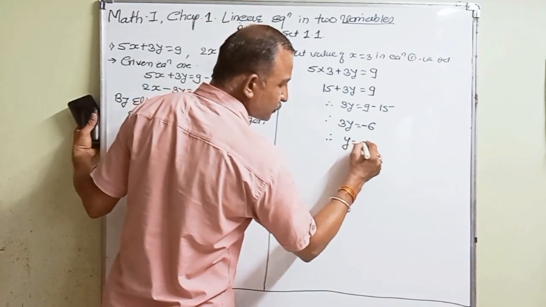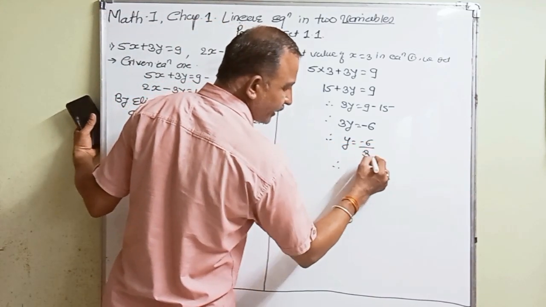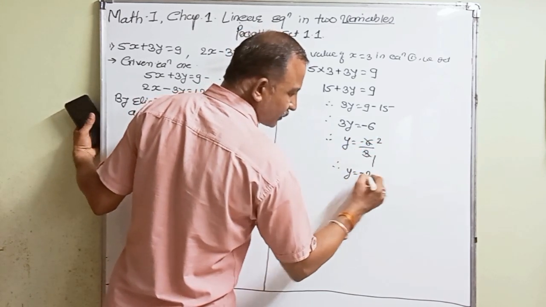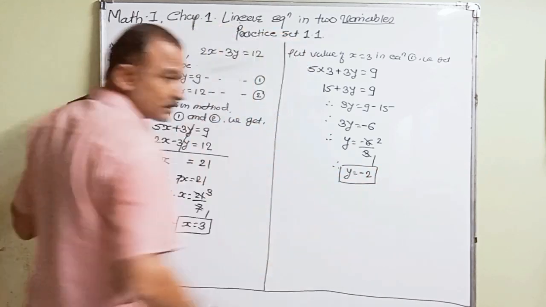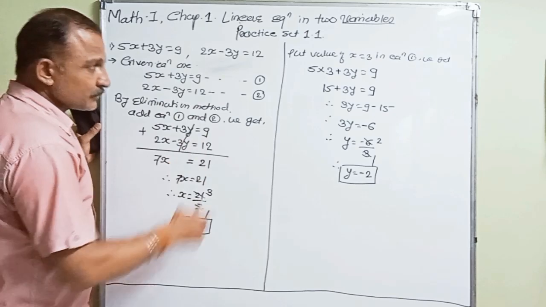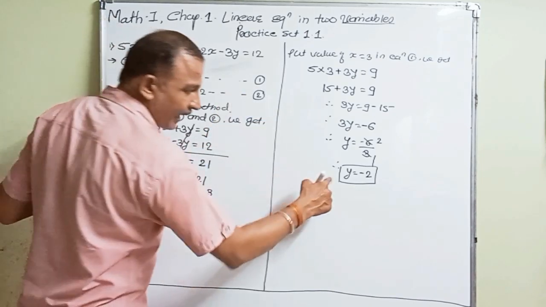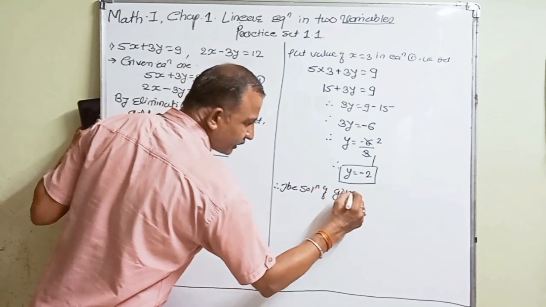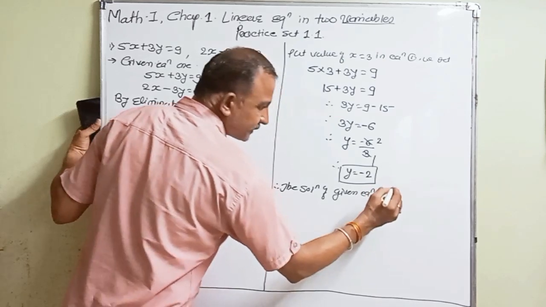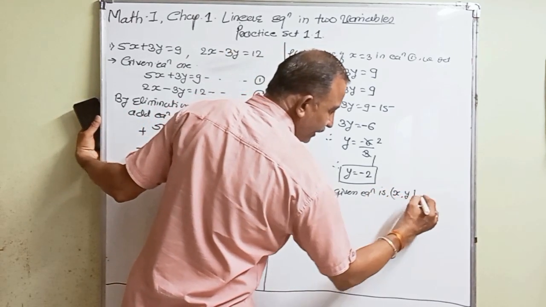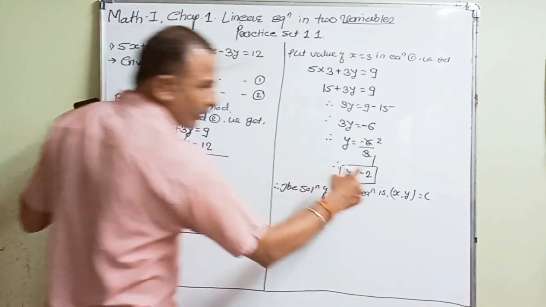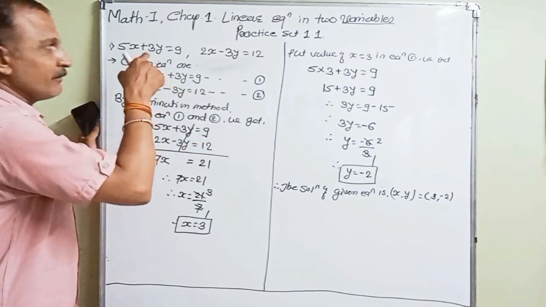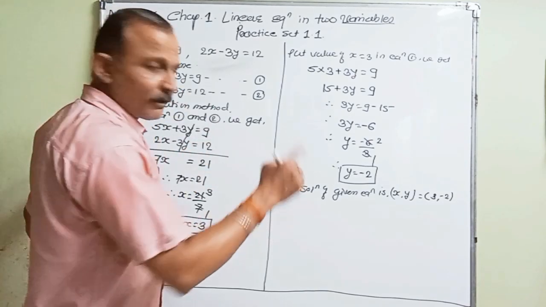Therefore y is equal to minus 6 upon 3, and 3 1s are 3, 3 2s are 6, therefore y is equal to minus 2. So we get the value of y is equal to minus 2. So we solved it and we get the values of x and y. Therefore we write here the solution of the given equations is x comma y is equal to 3 comma minus 2, and this is the solution of the given equations.